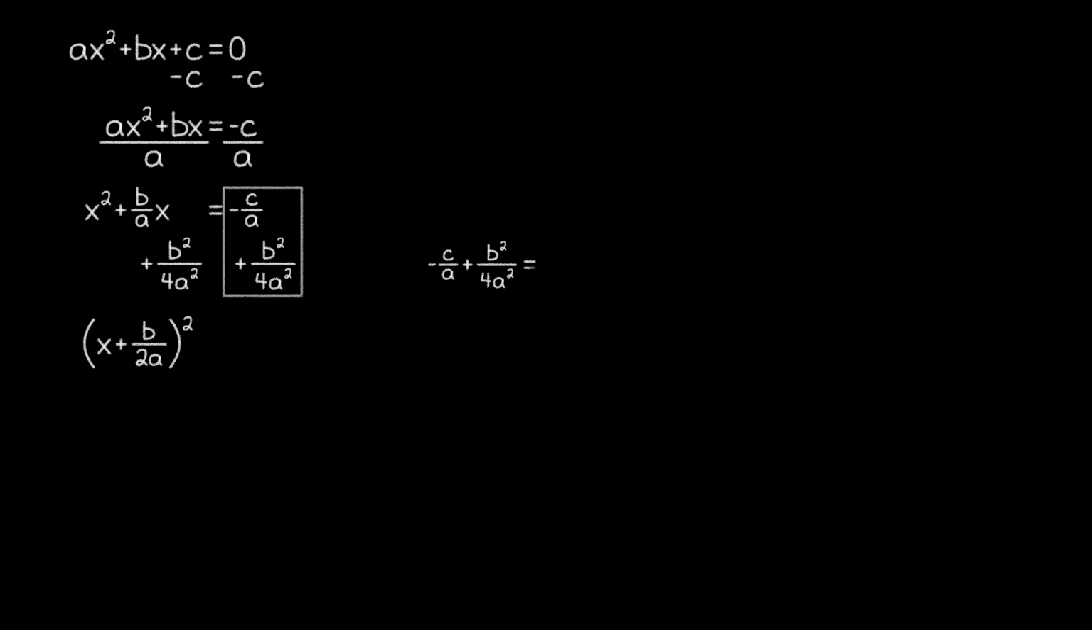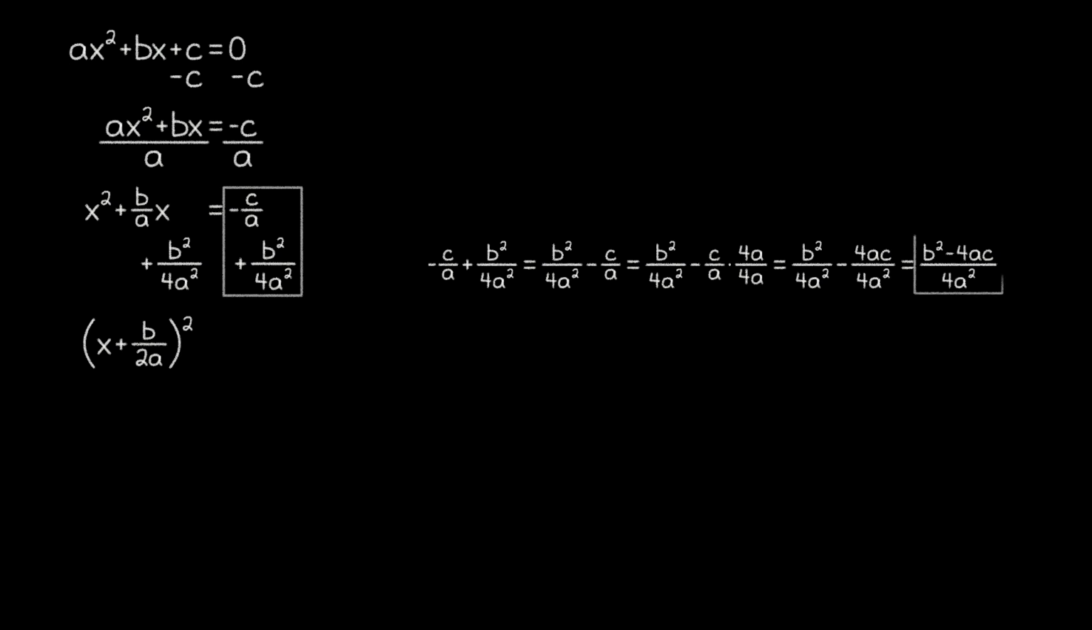To start things off, we'll switch the order of the two fractions, since subtraction looks nicer than starting with a negative fraction. Then, we need to find a common denominator for both fractions, which ends up being 4a squared. This means that we can multiply c over a by 4a over 4a, which gets us 4ac over 4a squared. Then, we can combine our fractions into this expression.